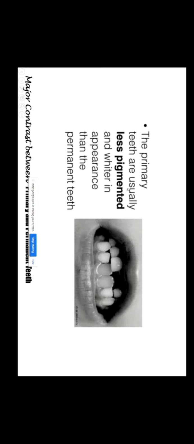The primary teeth are usually less pigmented and therefore white in appearance. If the permanent is yellowish white, the primary is lighter than that, less pigmented and whiter in appearance.